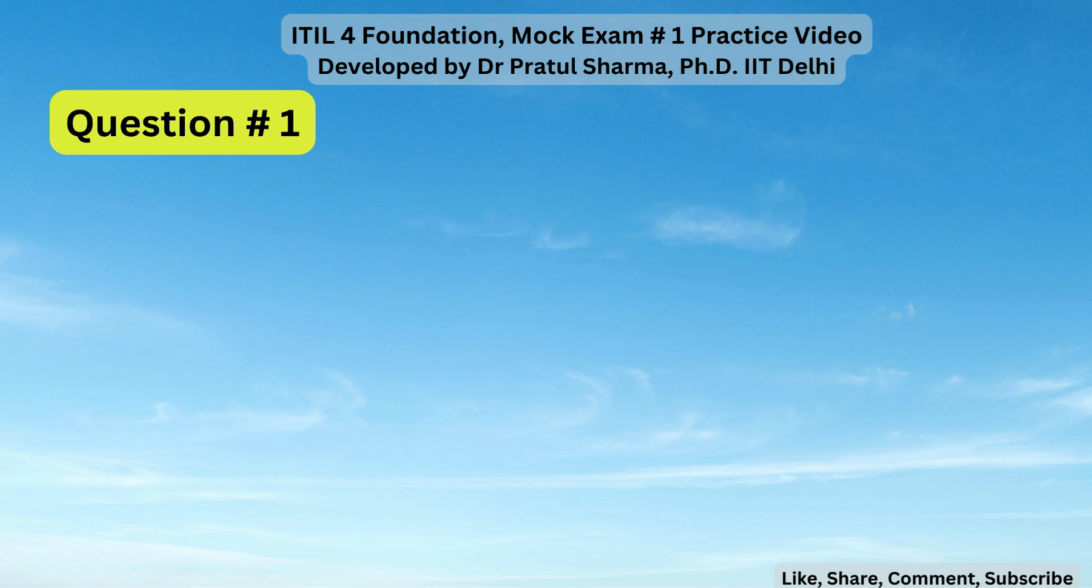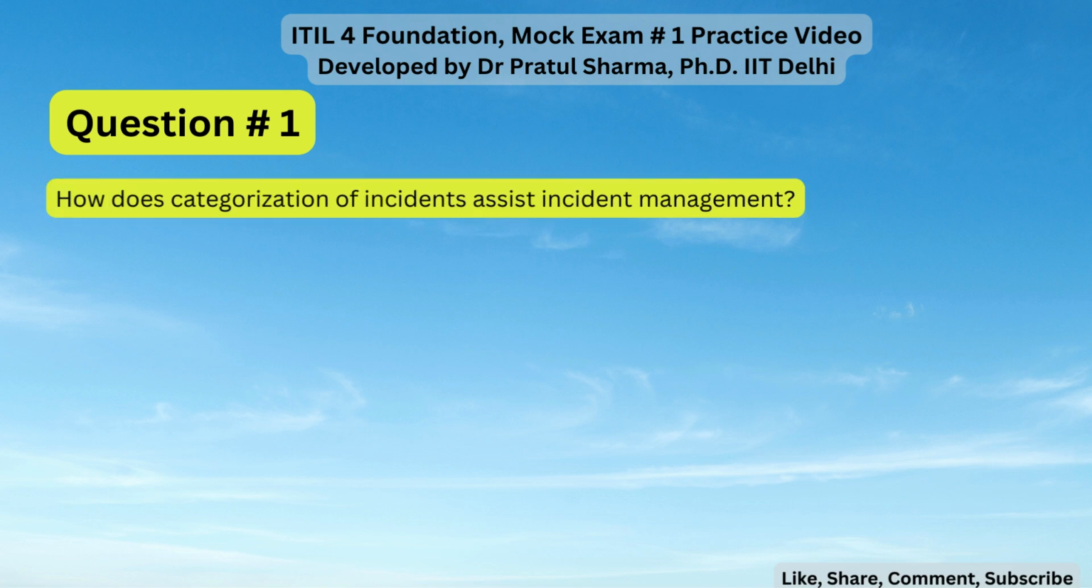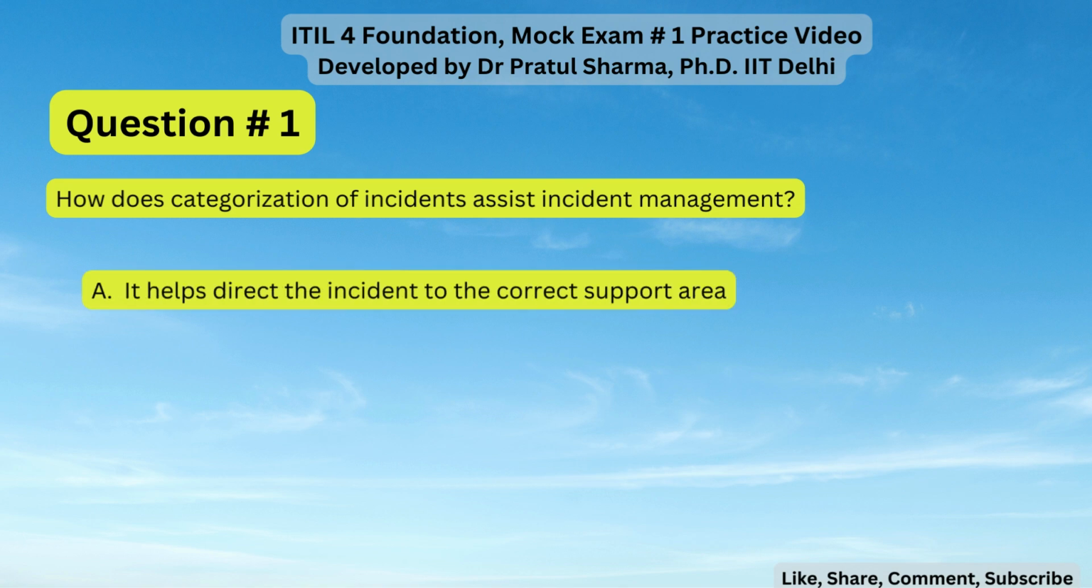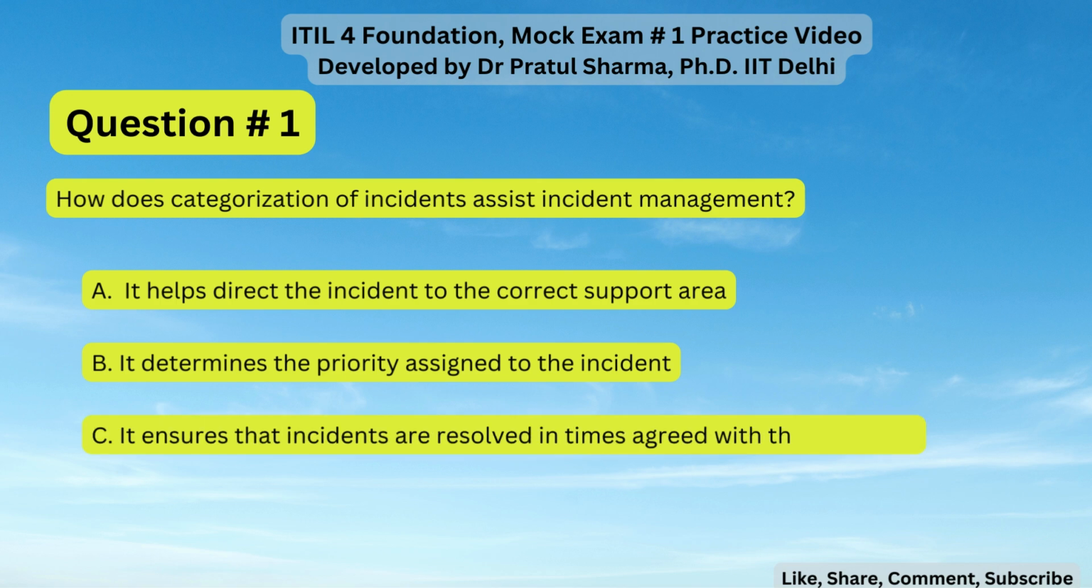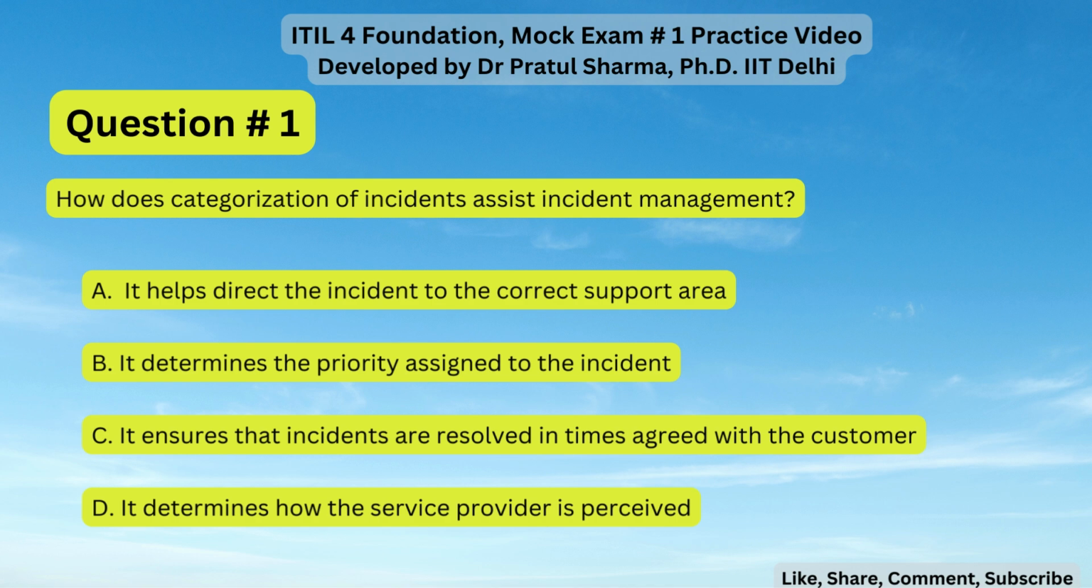Question number 1. How does categorization of incidents assist incident management? A. It helps direct the incident to the correct support area. B. It determines the priority assigned to the incident. C. It ensures that incidents are resolved in times agreed with the customer. D. It determines how the service provider is perceived.